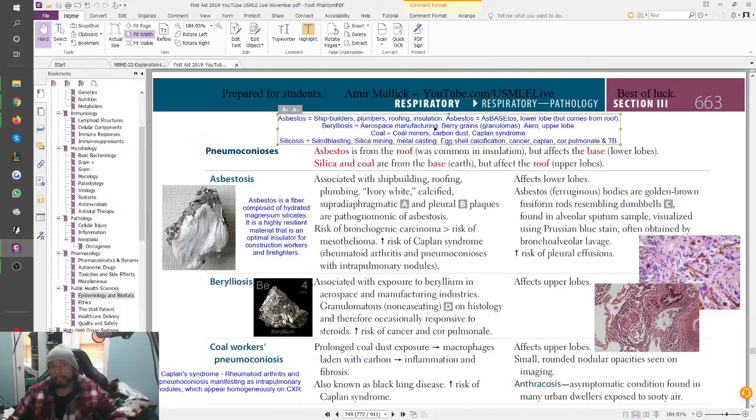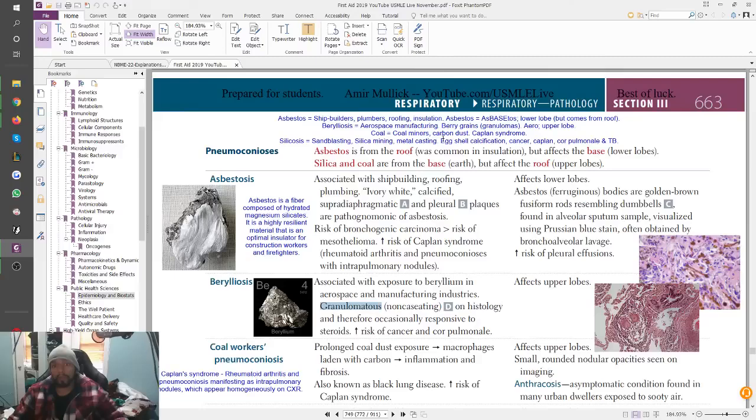Berylliosis: aerospace manufacturing, berry grains, so it looks like granulomas. Remember that berylliosis is going to have a non-caseating granuloma. So always remember berry grains for berylliosis, and the grains is for granulomas, and this is for aerospace, upper lobe. They're all upper lobe except the only one that really affects the base or the lower lobe is just asbestos.